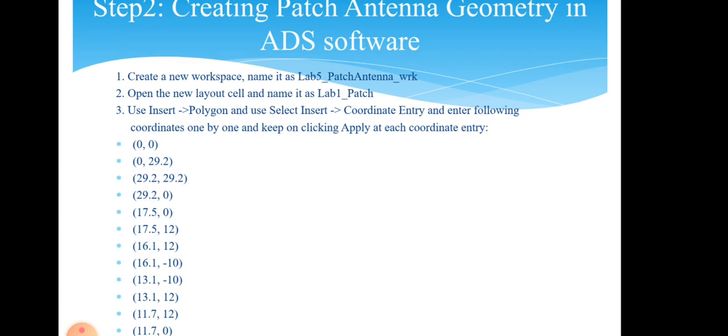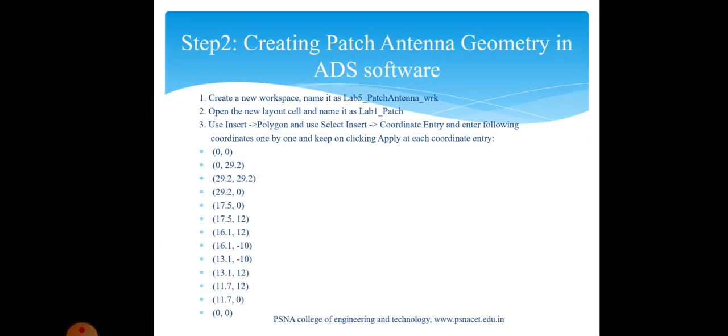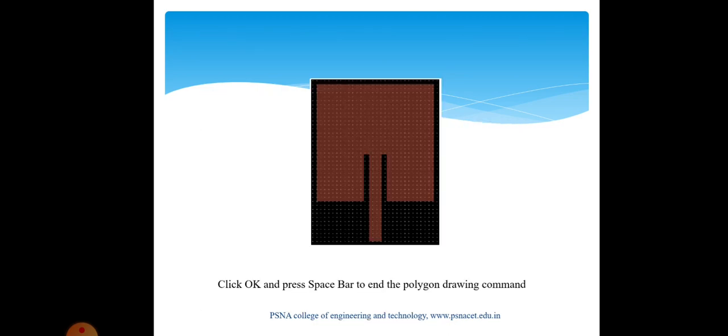Here I have chosen the coordinate entry and entered the data. Starting with 0, 0 and ending with 0, 0, it gives a polygonal shape of the particular size that we have chosen. Here I have followed the coordinate entry method. First of all, I have to decide the coordinates of the particular design. Then I give them point by point as coordinate entry. Once I complete that coordinate entry, I get a shape like this.